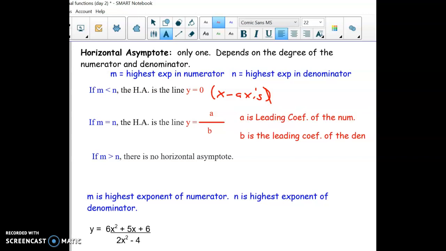And then if m is greater than n, then there isn't a horizontal asymptote. Okay, so I'm going to do an example here, and I think this will make it a lot more clear once you see a few of these examples.